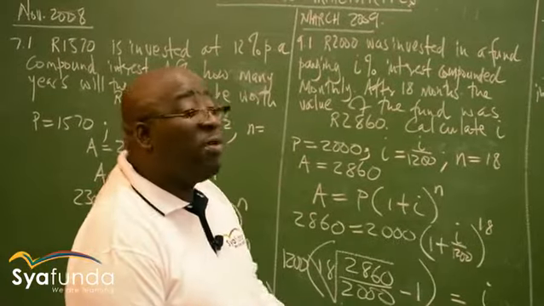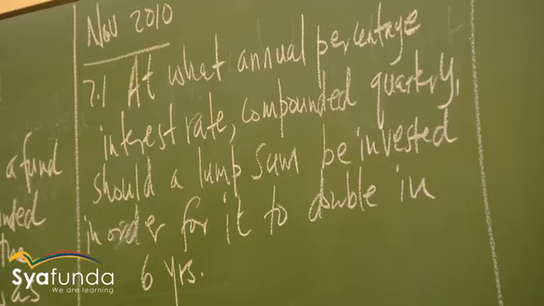It was question 7.1. It says, at what annual percentage? We know exactly what we're looking for. We're looking for I. At what annual percentage interest rate compounded quarterly? That's another keyword, quarterly. So we divide by 4, we multiply by 4. Quarterly. Should a lump sum be invested in order for it to double in 6 years?